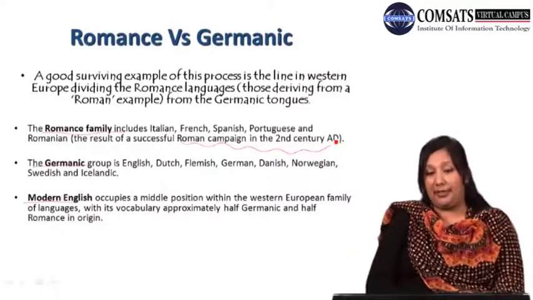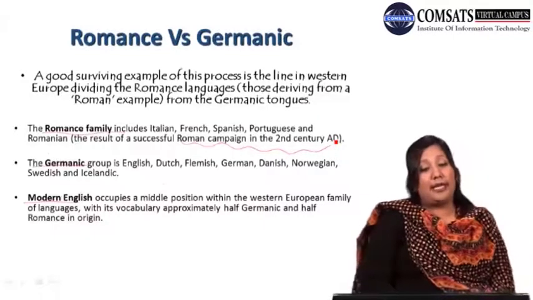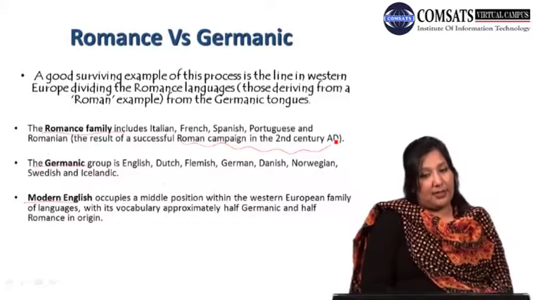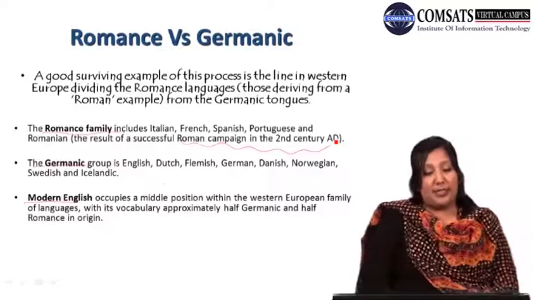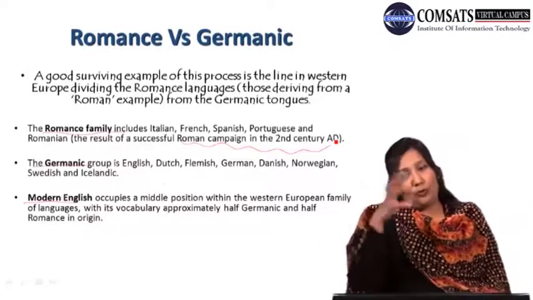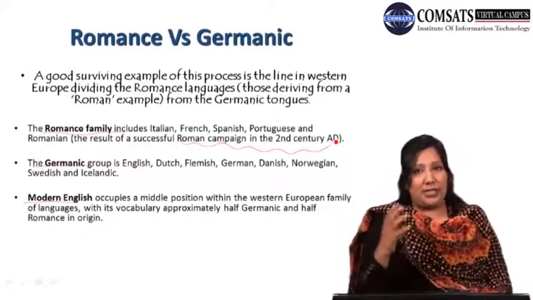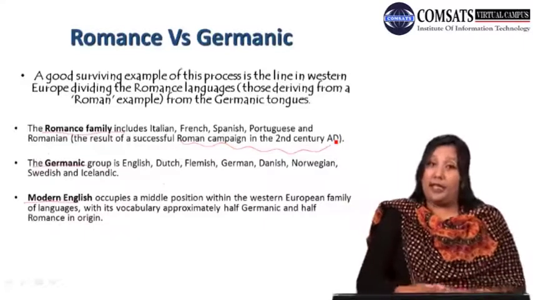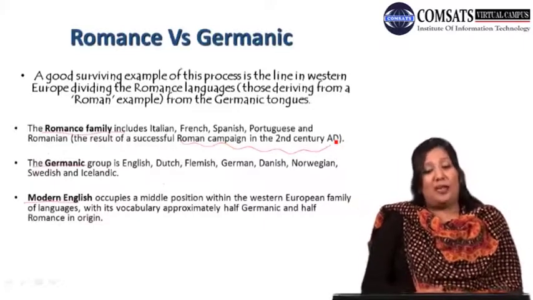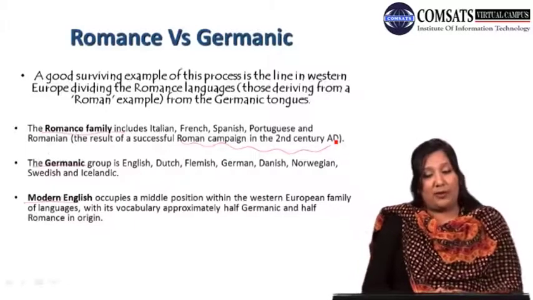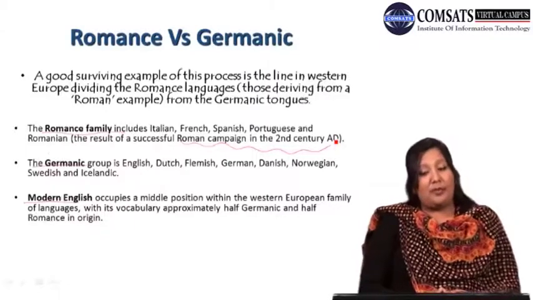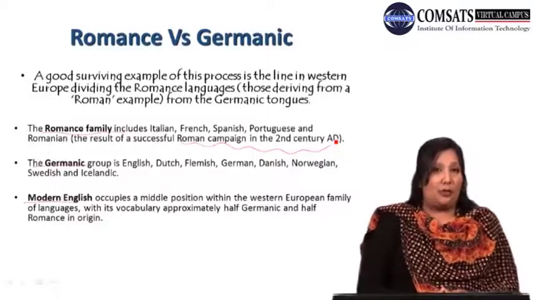Then comes Germanic. The Germanic group is English, Dutch, Flemish, German, Danish, Norwegian, Swedish and Icelandic. A group of almost all the European languages that were there. Then comes modern English. It occupies a middle position within the Western European family of languages, and its vocabulary is approximately half Germanic and half Romance in origin.